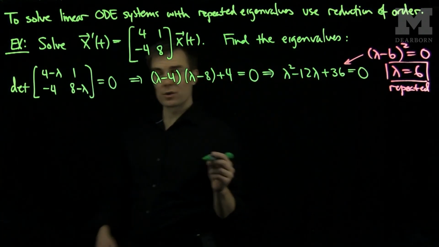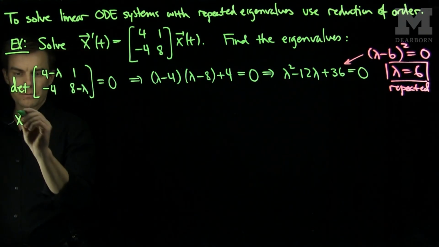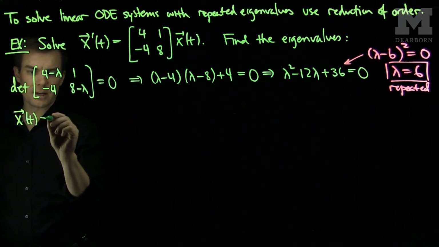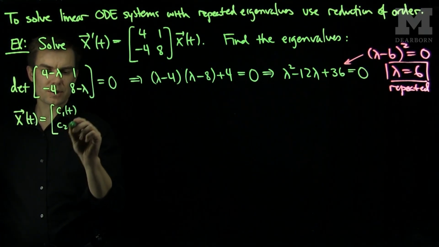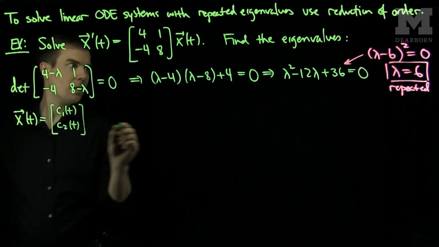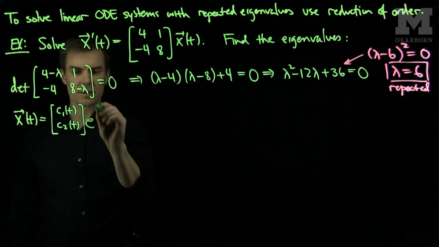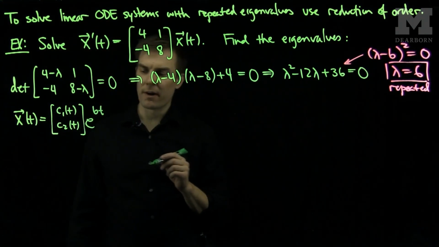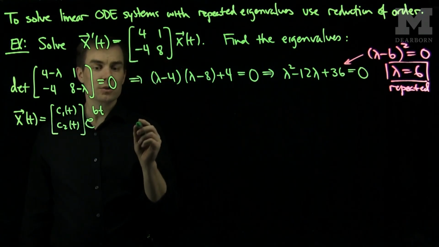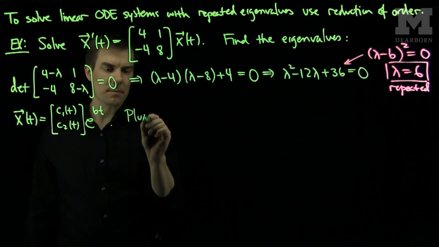So we will use reduction of order. We will seek a solution of the form x of t, which is c1 of t, c2 of t, times e to the 6t, since e to the 6t is the eigenvalue we found. We found the eigenvalue of 6. So now we plug back in and check.